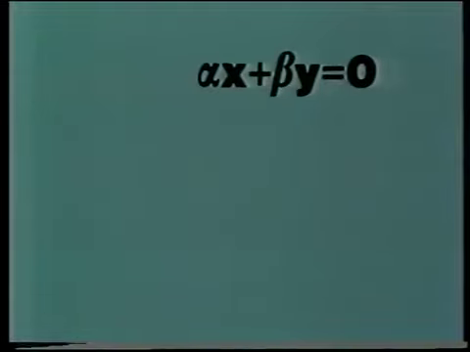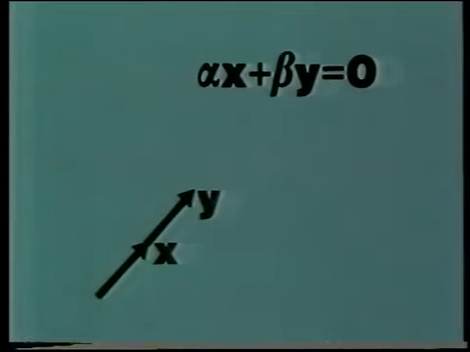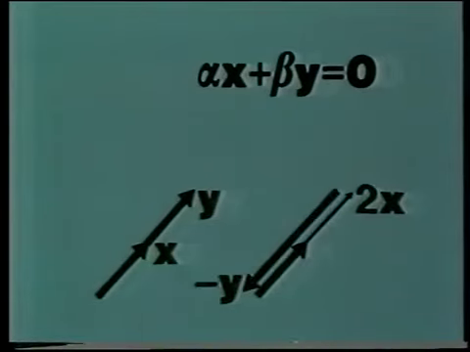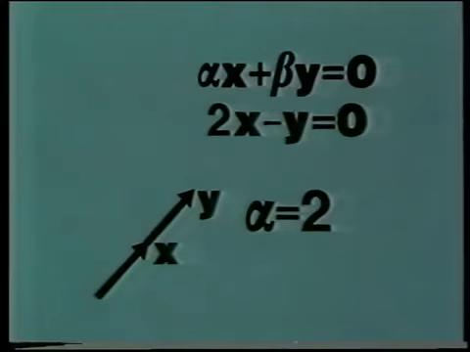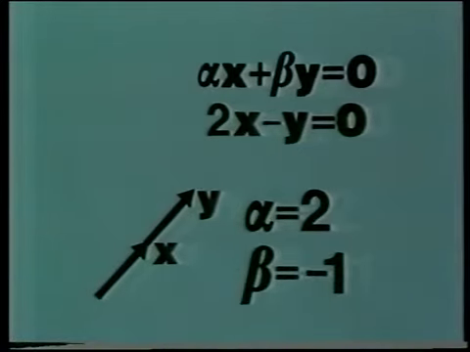We want to test whether vectors such as x and y are independent. We look for a linear combination of x and y which produces the zero vector. What values of alpha and beta would do this? Well, let's look at two dependent vectors, x and y. In fact, 2x minus y produces the zero vector. So we've been able to produce the zero vector with non-zero values of alpha and beta. Alpha equals 2 and beta equals minus 1.